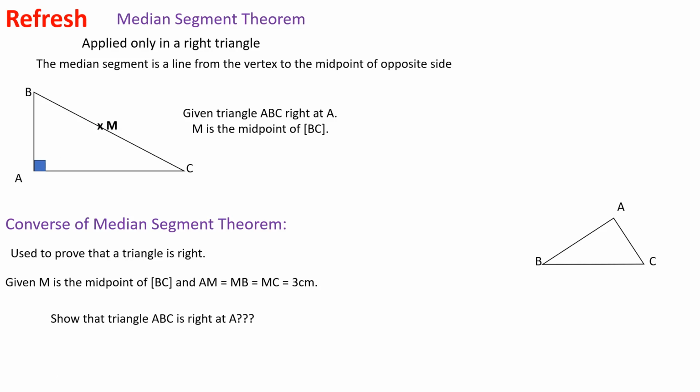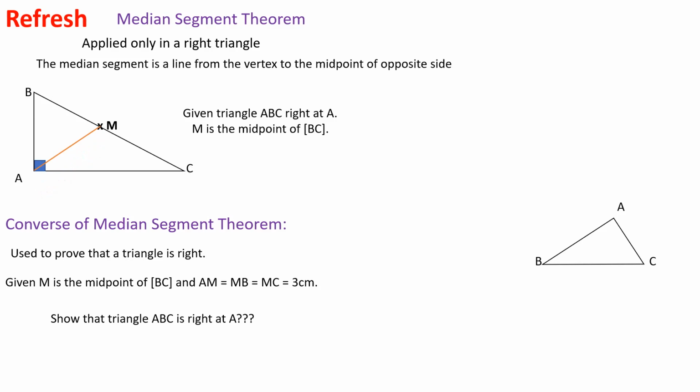Now, what should I prove? I should prove that AM, for example, is equal to 3 centimeters, or I should calculate the length of the median segment AM. How can I calculate the length of the median segment AM? I say, since triangle ABC is right at A, and M is the midpoint of segment BC, then the line joining M with the opposite vertex, what do we call it? The midpoint with the opposite vertex, it's called a median segment. So AM is the median of side BC.